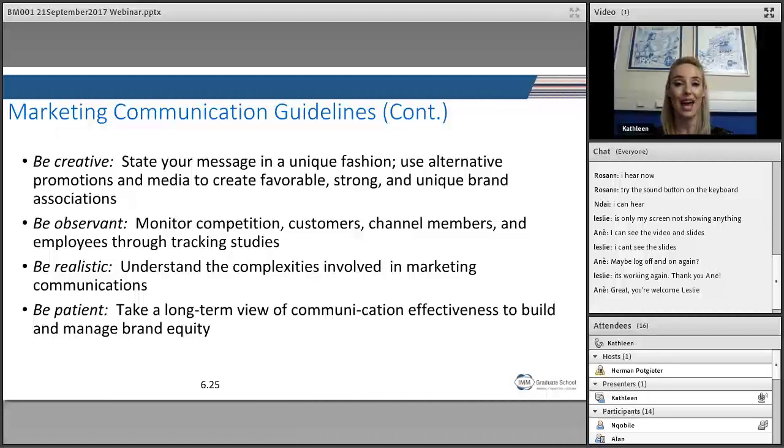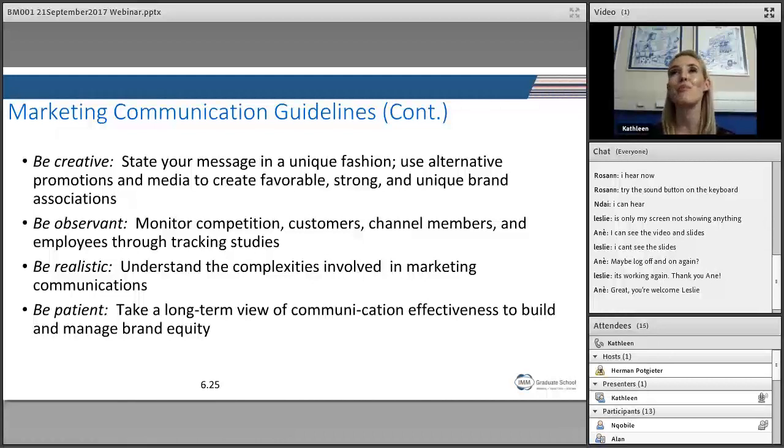You need to stand out in a marketing environment that is very cluttered. Be observant. Make sure that we are constantly aware of what our competitors are doing, what our customers are doing, what our channel members, retailers, and wholesalers are doing, as well as what our employees are doing. We need to be realistic.